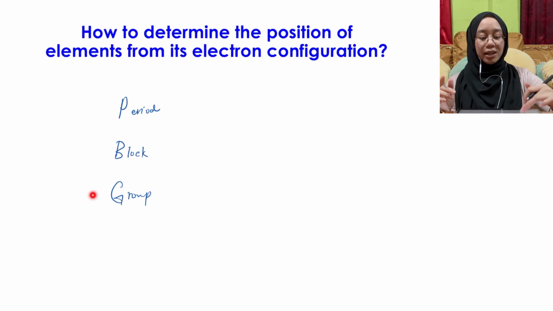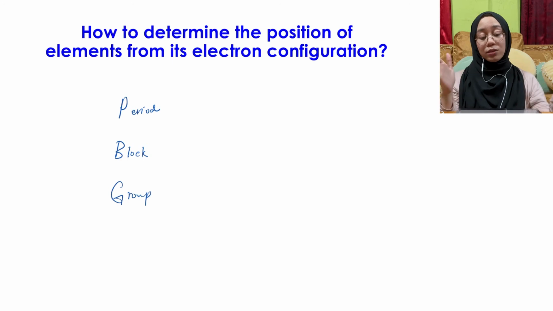So cara nak ingat steps ni, steps ni dipanggil PUBG sebenarnya. Okay, PUBG tapi abaikan the U in the PUBG. So PUBG start with P, right? So that stands for period, and then B, block, and then G is the group. Okay, so how exactly kita nak determine the period, block and group?